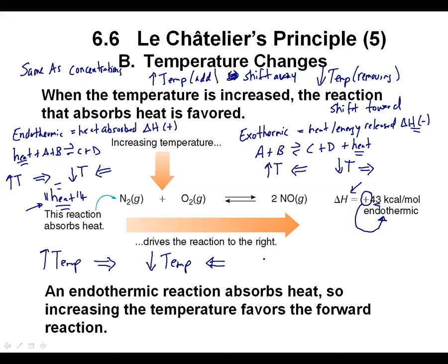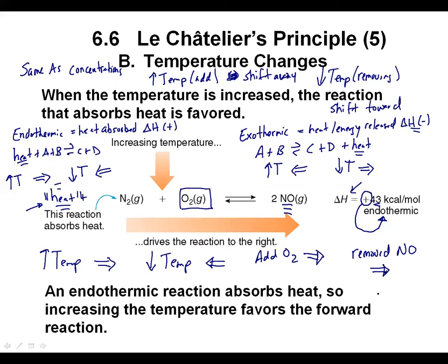If we added O2 to this reaction, O2 is on the left-hand side, so when we add, it goes away. We would expect the equilibrium to shift to the right. If I removed NO in this case, NO is over here on the right-hand side. When we remove something, like we talked about previously, it goes towards the side we removed it from.